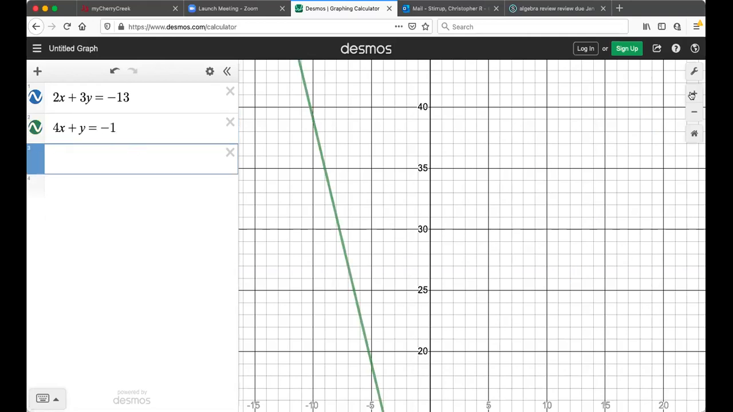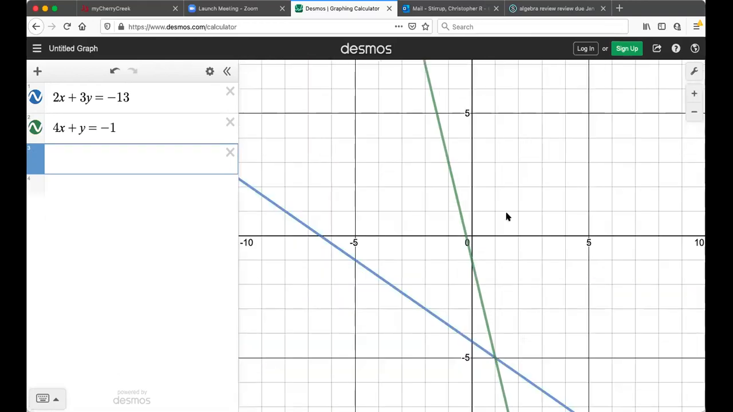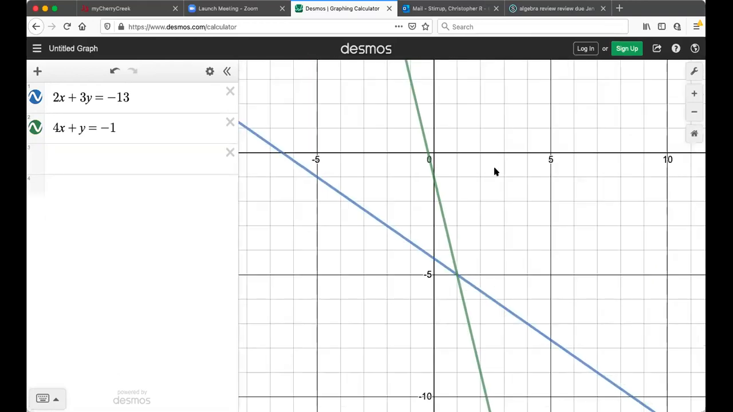All right, and then you kind of have to find it. So if you hit the home button, it takes you back to the thing. So now you're just looking for where it intersects. Now, being the original problem had both x and y in it, you want to have the entire point as your answer. So your answer to that one entirely is x equals 1, y equals negative 5. Okay, as a point x comma y. So that's why you get x equals 1 and y equals negative 5.